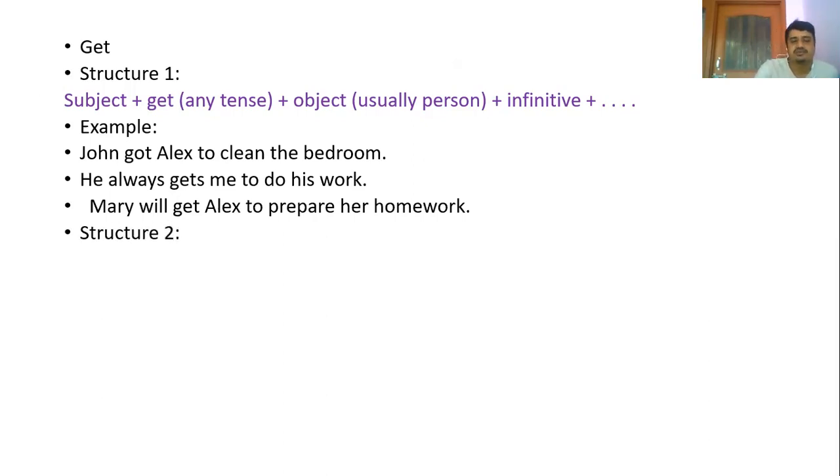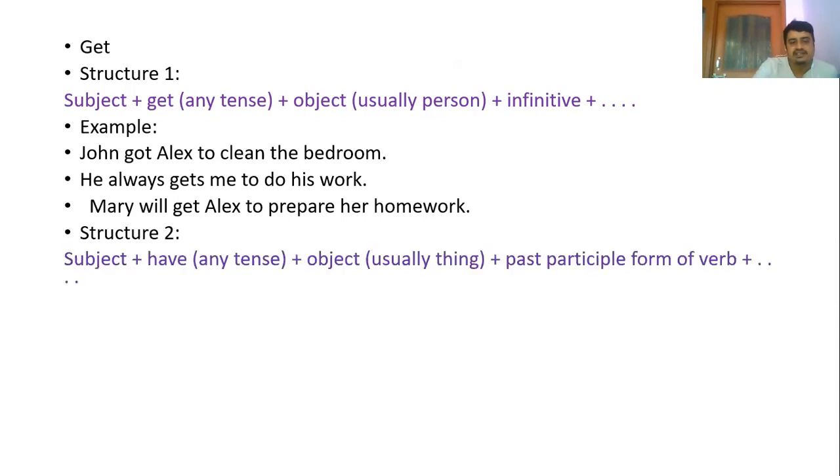And the structure two. Dear students, can you guess what may be the structure two? Yes. Causative verb get followed by object or things. Okay, the structure is subject plus get, any tense, plus object, usually thing, and past participle form of the verb. Example. John got his car washed.